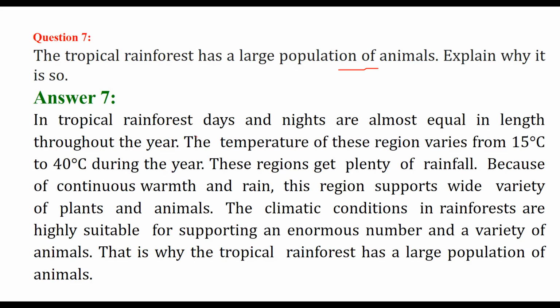So in a tropical forest or rainforest, days and nights are almost equal in length. The temperature of this region varies from 15 to 40 degrees centigrade, which is bearable. It doesn't go to minus 5 degrees, or shoot up to 50 or 60 degrees centigrade. And also the rainfall is quite good. Because we have warmth and rain, we have a wide variety of flora and fauna here, plants and animals. The climatic conditions in rainforests are highly suitable for supporting an enormous number and variety of animals.